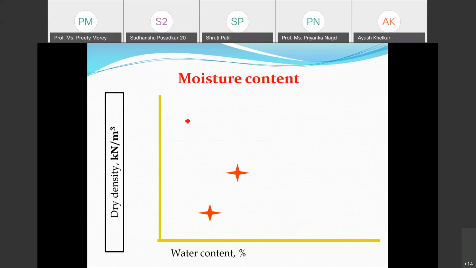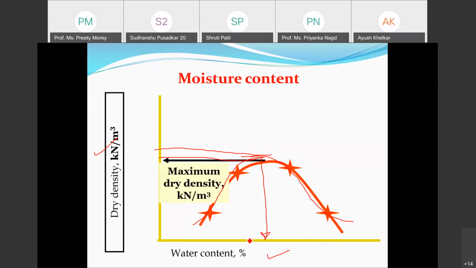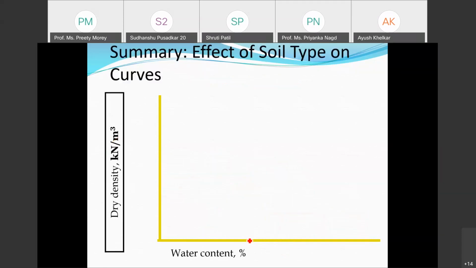As I said, this is a plot with water content on the x-axis and dry density on the y-axis. If I go on adding water, the dry density increases and then reduces. So if I draw a curve to this, we will be unable to find exactly what the maximum value is, and hence we draw a curve which shows the lower limb and the upper limb of the curve, and we say this value is your MDD, and this corresponding value is your OMC. So this curve is plotted, and the maximum density and optimum moisture content are found.